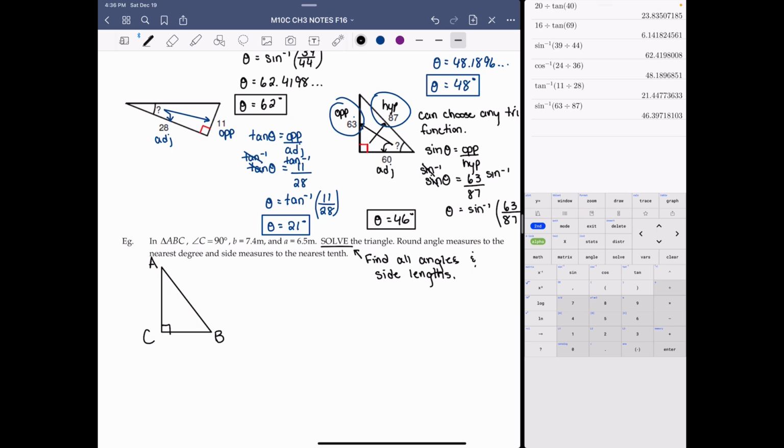Then side B is 7.4 meters, so the side that's across from angle B is 7.4 meters. And that would be called little b, and it's opposite from angle B. Side A is opposite from angle A, and that is 6.5 meters.